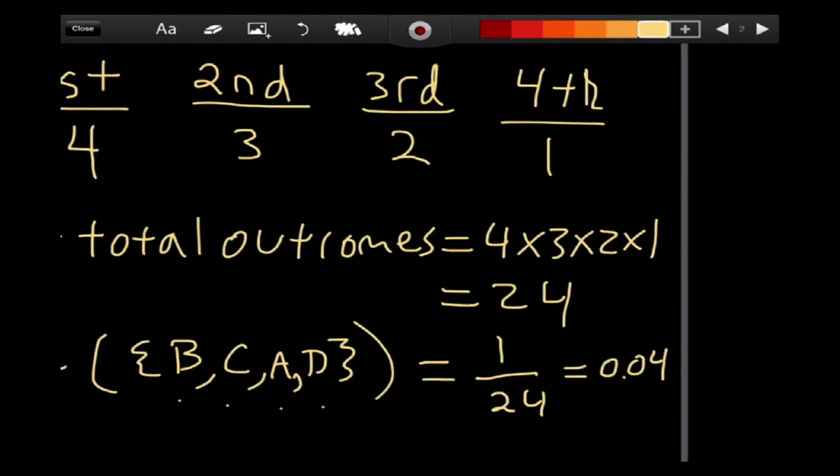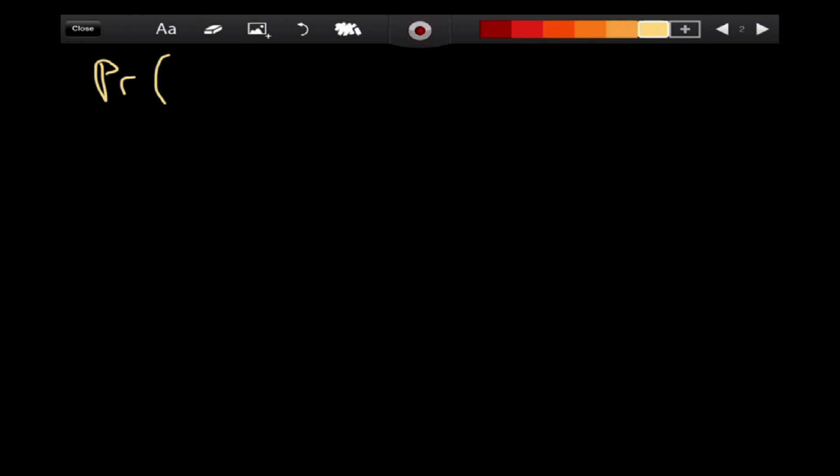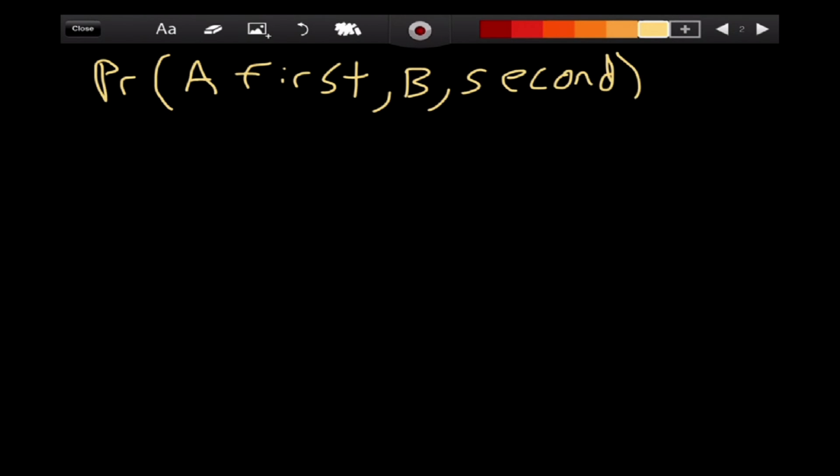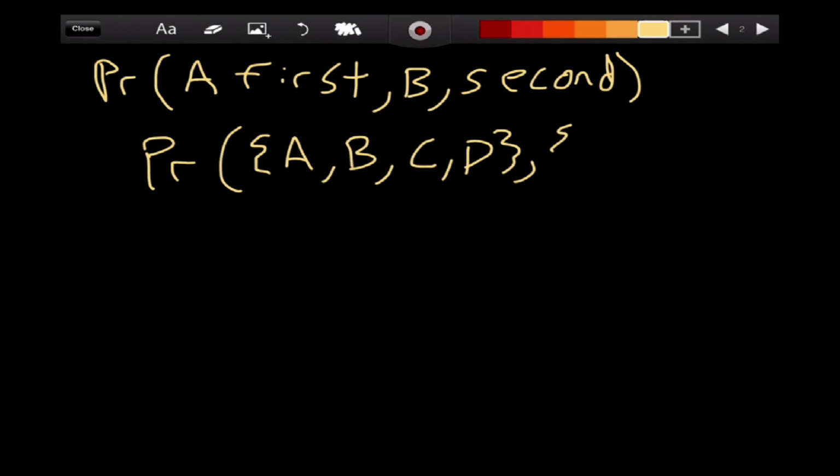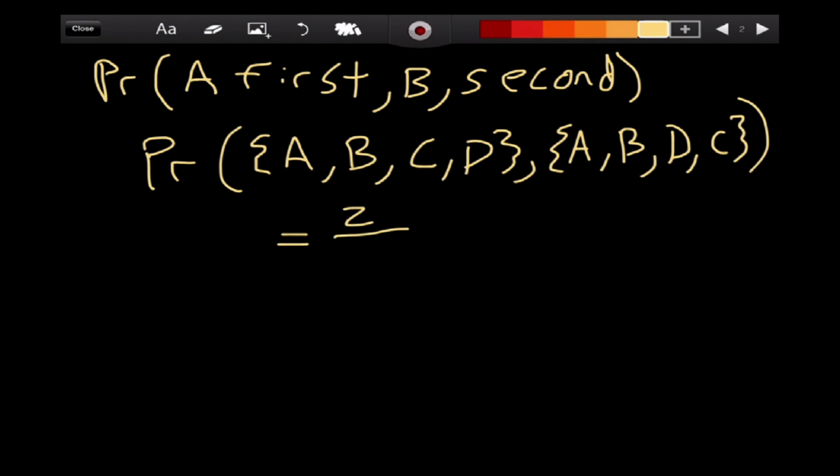One more question we can ask, now a little more complicated. What's the probability that horse A comes in first and horse B second? Well, now I want the probability of more than one outcome. I could have A first, B second, and then C and D in this manner, or A first, B second, and then I can swap D and C. Both of these are outcomes of interest for me. And so in this case I have 2 outcomes divided by the total of 24, which is about 0.08.